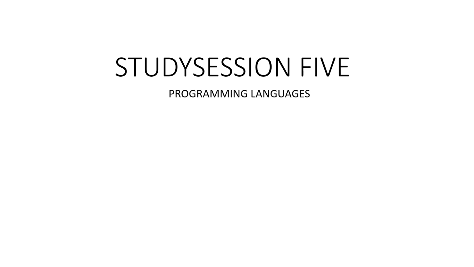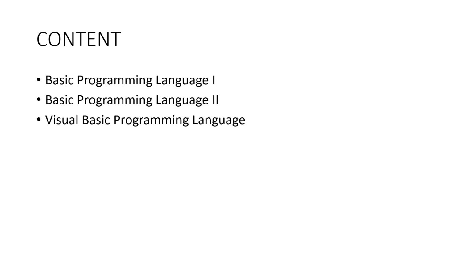To study section 5 of CS 102, we're going to be going into programming languages now. I would like us to know the contents of what we are going to be treating in study section 5. We'll have basic programming language 1, basic programming language 2, then we have visual basic programming language. These are the things that we're going to be dealing with in study section 5. So we are going to start with basic programming language 1 for today.